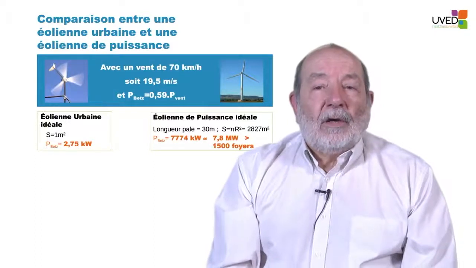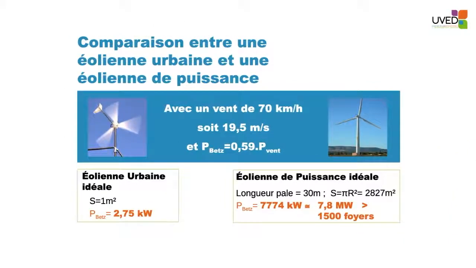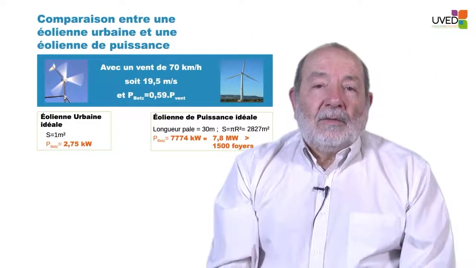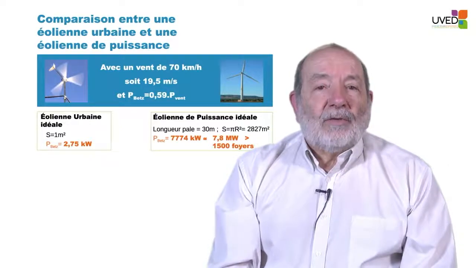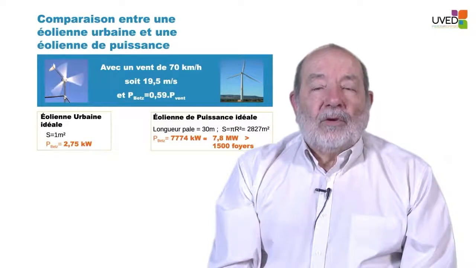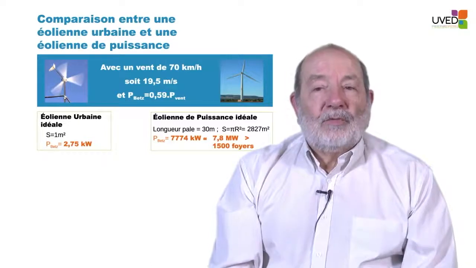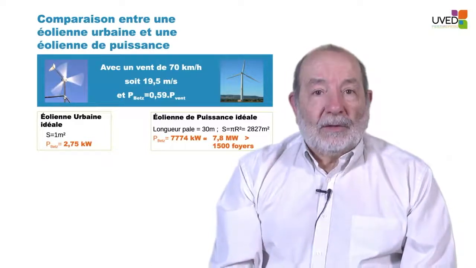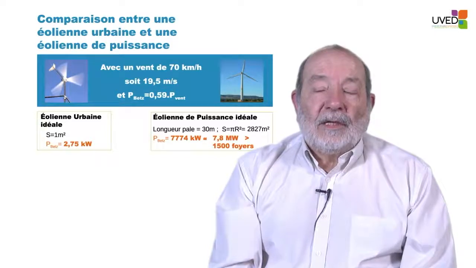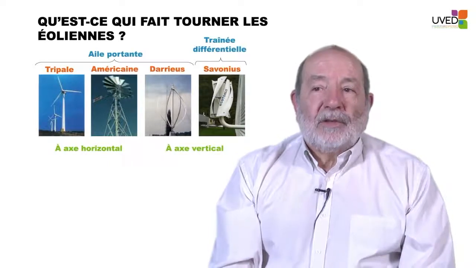100 kilometers per hour. Now, let us compare an urban windmill with a power windmill. For a wind at 70 kilometers per hour, we calculated Betz's power. If the two windmills are perfect, the urban windmill with 1 square meter of surface could recover 2.75 kilowatts. If we have a big power windmill with a 30-meter long blade, we would have 7.8 megawatts of power, enough to supply power to more than 1,500 houses. Next question.